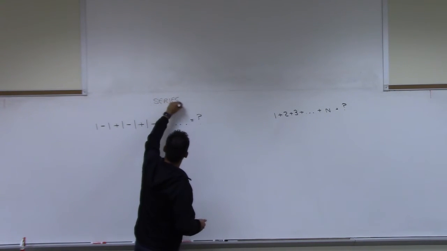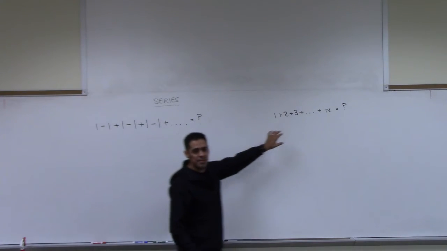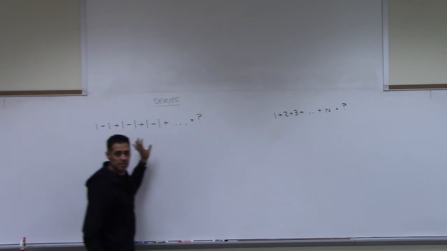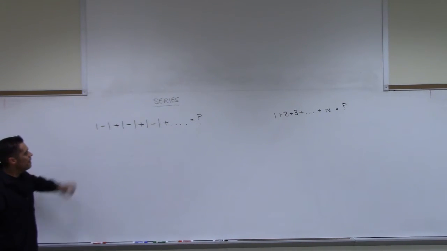Which you will study in Cal 2, Chapter 8. Series. This is what we call a finite series, and this is what we call an infinite series. This is a very interesting infinite series because it looks like it's 0, but then someone could argue that it also looks like it could be 1.